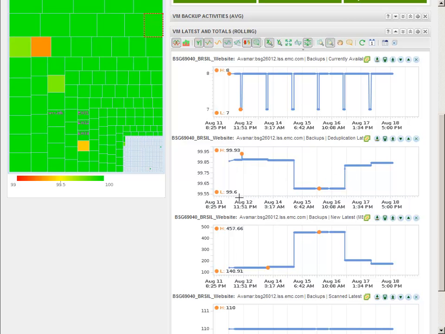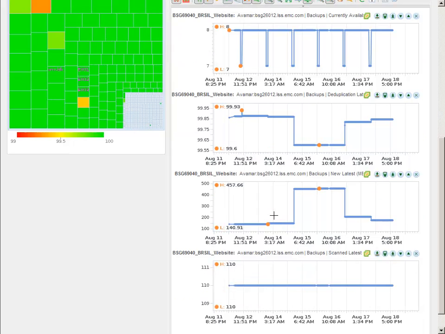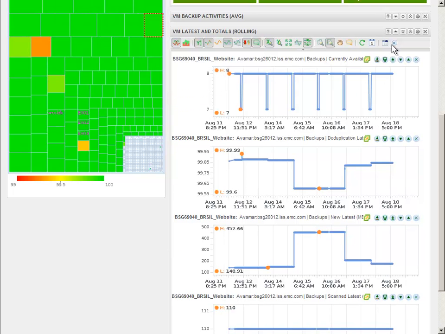You can see the deduplication rate. You see where it drops in the middle? Well, that represents that we're bringing in more new data that hasn't been seen. So the two graphs are essentially inverse of each other.